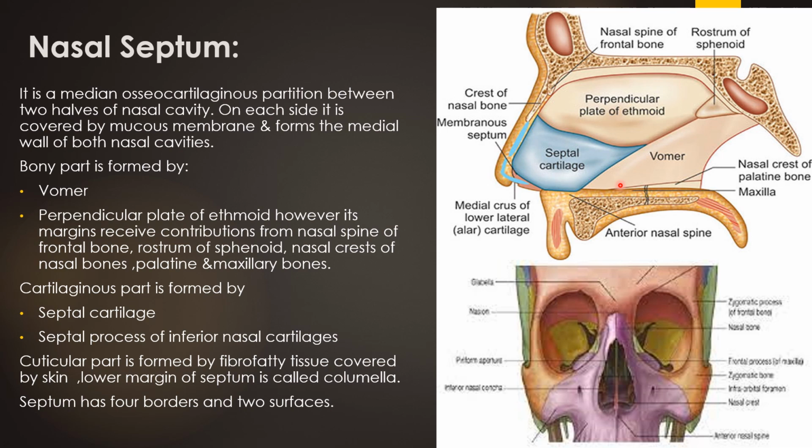the nasal crest of palatine and maxillary bone. While the cartilaginous part is formed by the septal cartilages and the medial crus of the medial process of the lower lateral cartilage, also known as the inferior nasal cartilages. The cuticular part is formed by the fibrofatty tissue. We studied that the lower part, which was dividing the nasal cavity into two halves, was the columella. The septum has a superior border and inferior border, an anterior border and posterior border, and it has two surfaces. Both the surfaces will be forming the medial wall of both the nasal cavities.